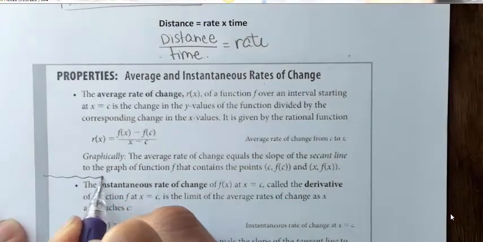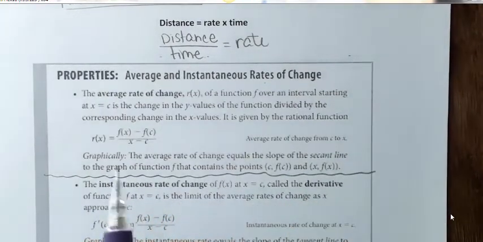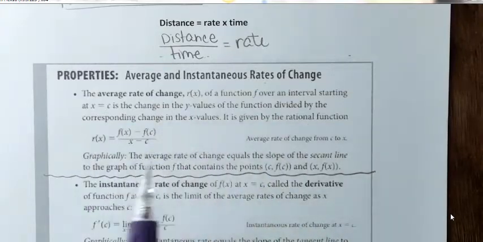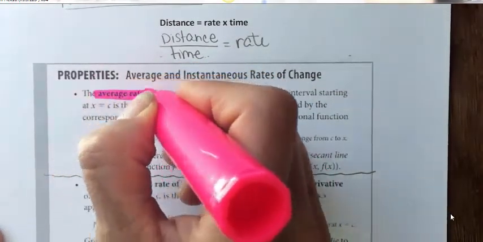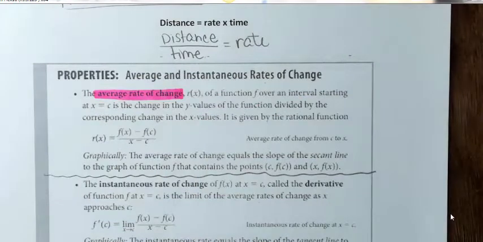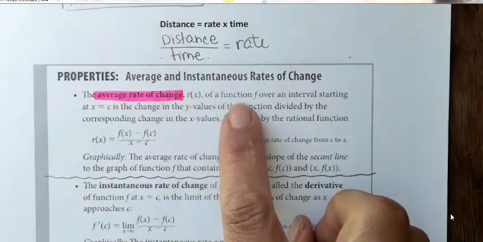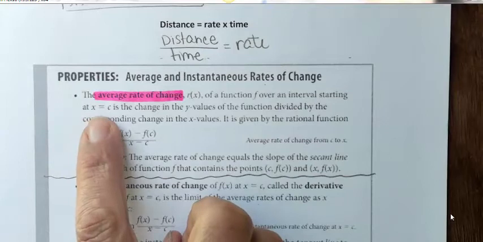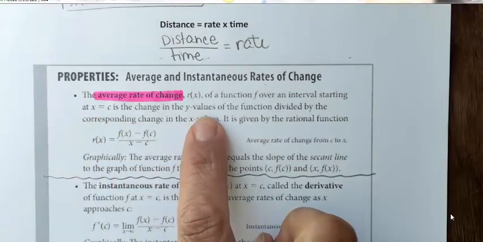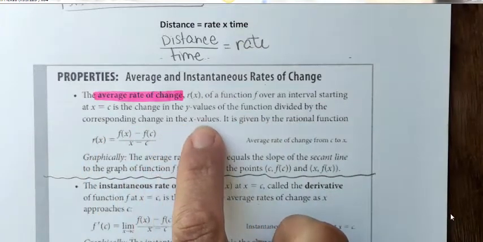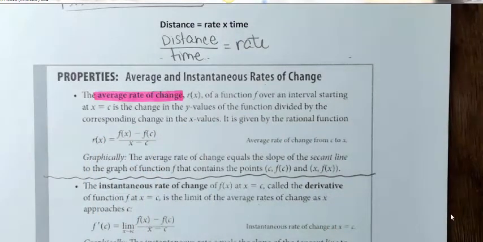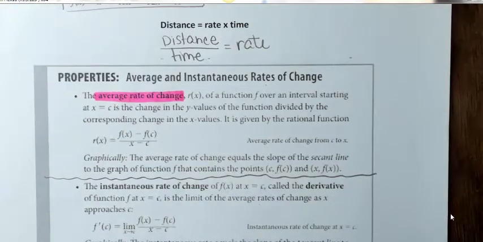I'm just going to break this up into 2 sections because you know this part right here. Average rate of change. We have been dealing with average rate of change since the moment I met you. Average rate of change of a function over an interval starting at x equals c is the change in the y values of the function divided by the corresponding change in the x values. Does that sound familiar to you? Change in y over change in x.